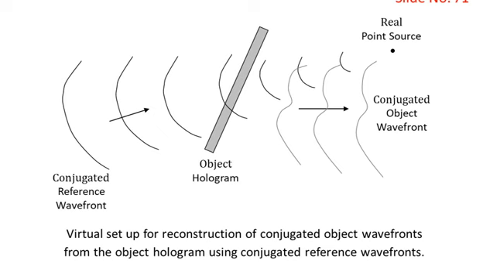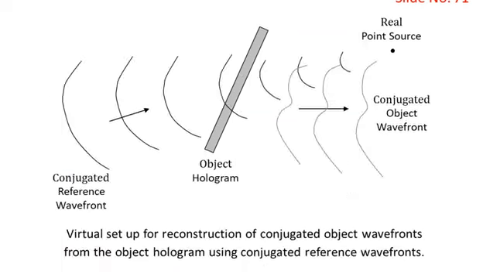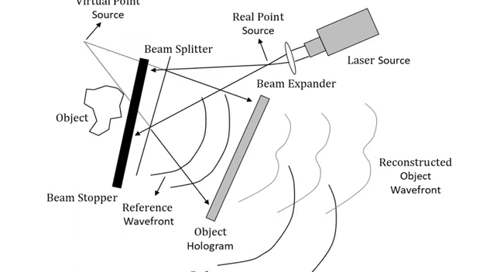So when these wavefronts, that is the conjugated reference wavefronts, illuminate the object, then of course the conjugated object wavefronts will be produced. But you know that these wavefronts would not be the same as the wavefronts we have shown over here. These are actually diverging wavefronts we have shown.